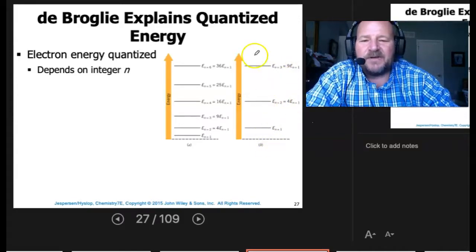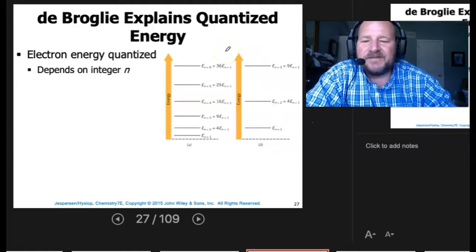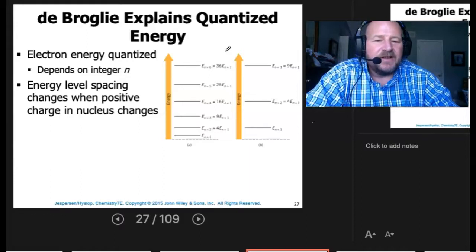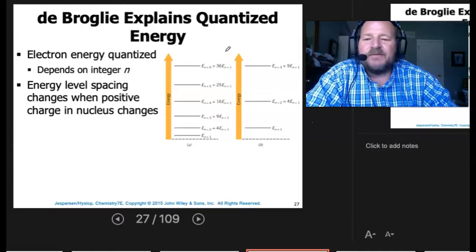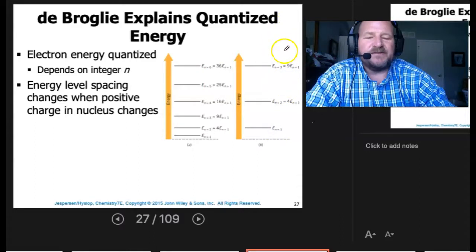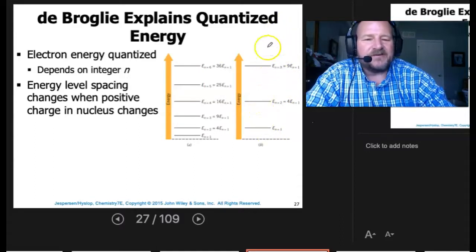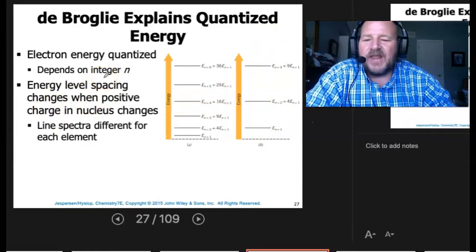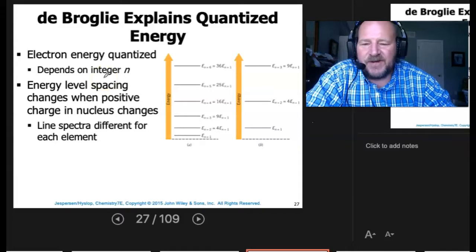So as we go up in energy, he starts giving values for it. Energy level spacing changes when the positive charge in the nucleus changes. So if I look at bigger atoms, that's telling me the energy levels are going to change. In other words, it's not simply going to be 2, then 4, then 6, then 8, and so on. These values are going to be different depending on the nuclear charge. The line spectra will be different for each element.